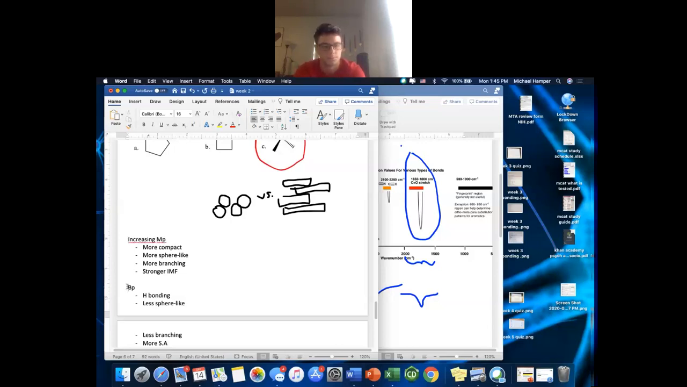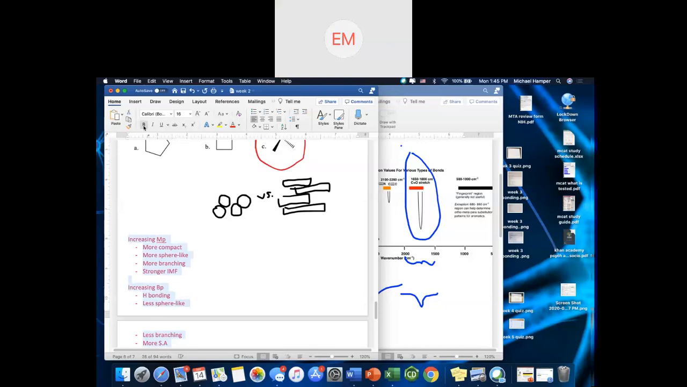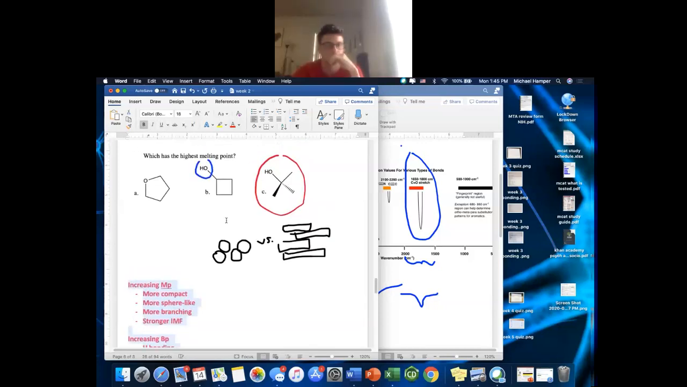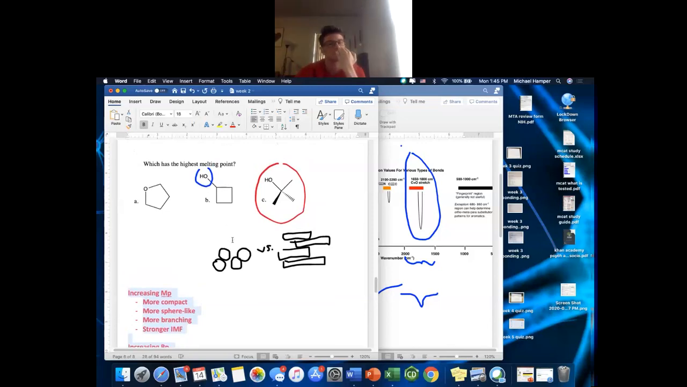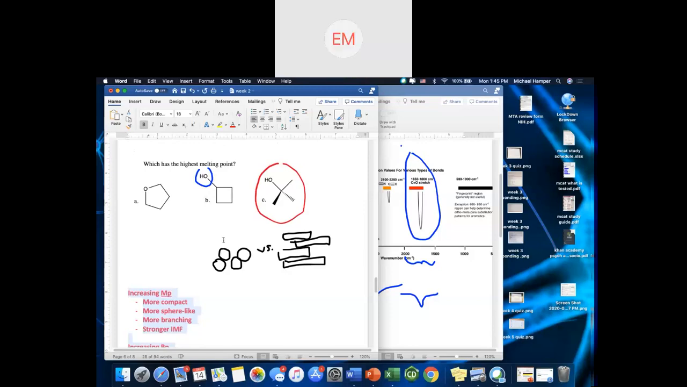So based on what Michael just wrote, what do you guys think? Which one of those would have the highest boiling point? A, B, or C? B. Yeah. So A is a good guess because it's less compact, as we would say, but keep in mind hydrogen bonding on B makes the boiling point higher because it takes more energy to break a hydrogen bond.